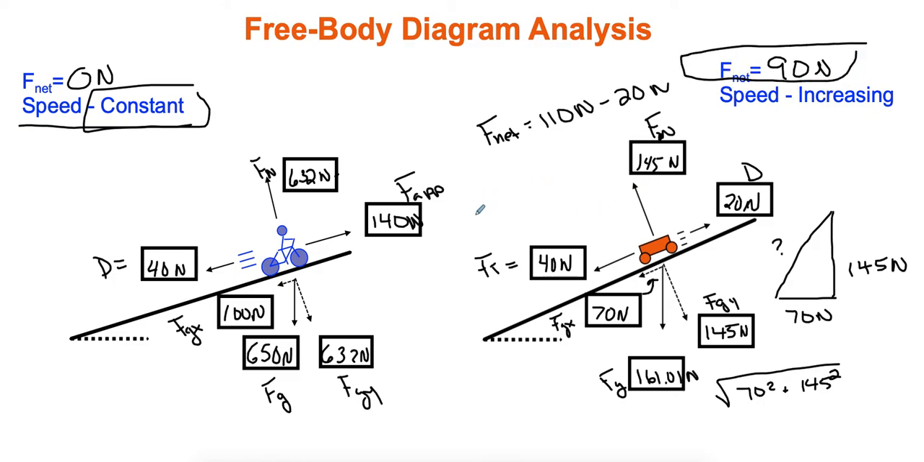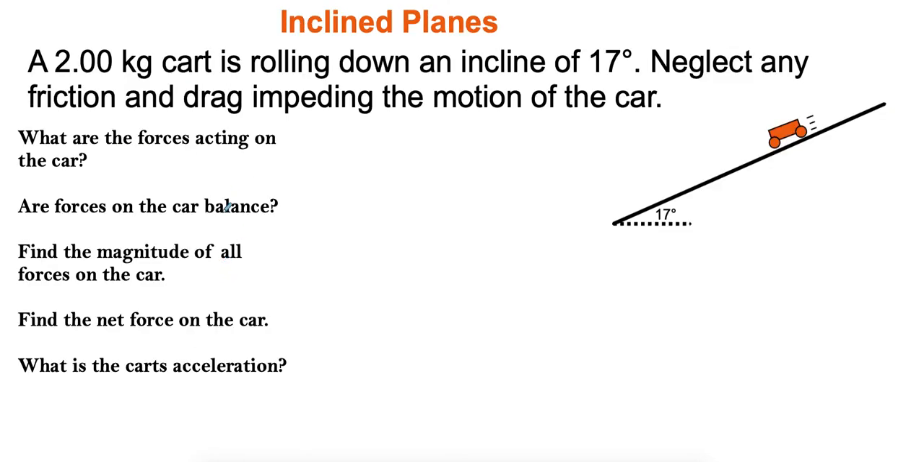Alright, so that would be how we do some free body diagram analysis. The big thing here is remembering normal force is equal to the y component of gravity, and then our net force comes from the direction of motion. So we'd have to add everything left and right and figure out what is left over.